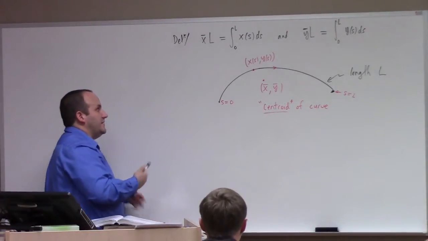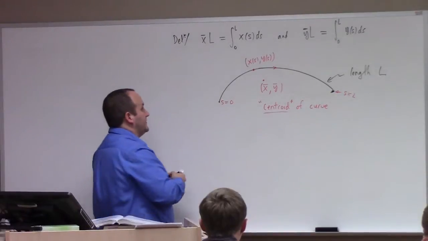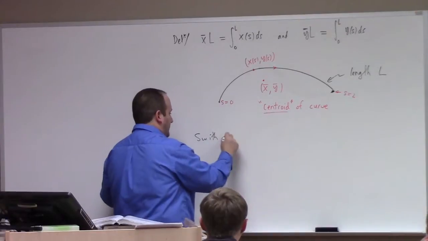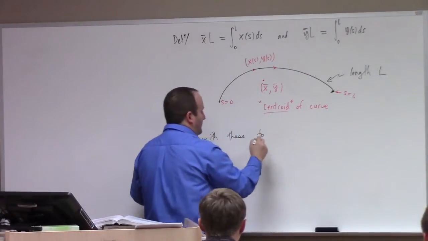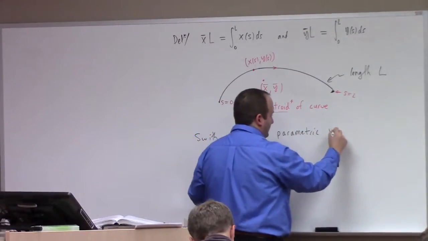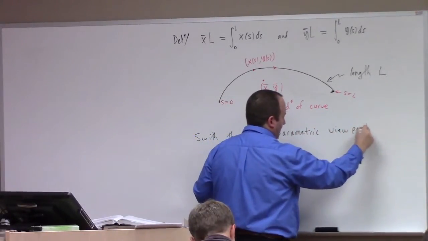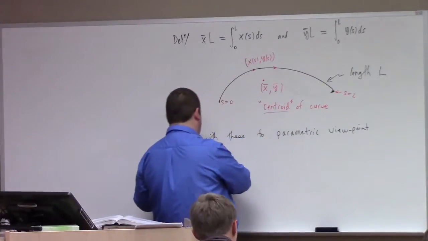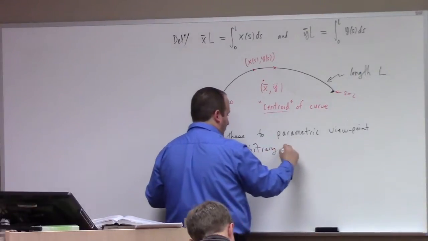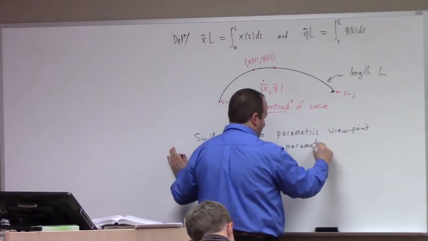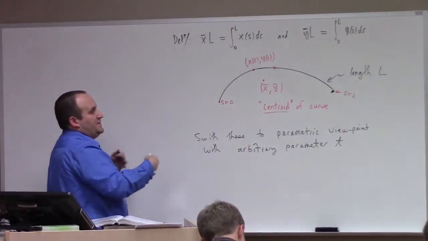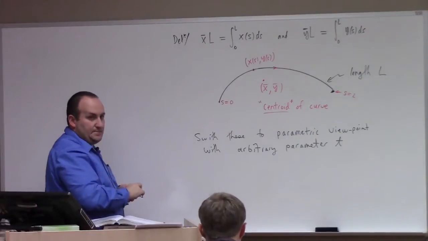And so basically what we want to do is use a corresponding derived result. We want to switch these to a parametric viewpoint with arbitrary parameter t. I mean, okay, so this is already a parametric viewpoint, but the parameter is very special. The parameter in those is arc length, right?